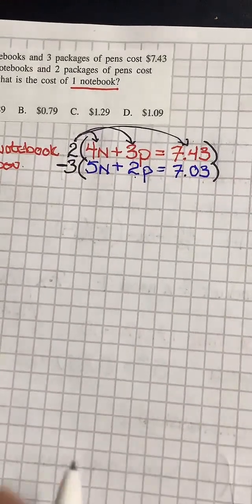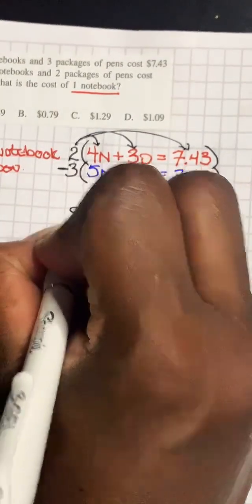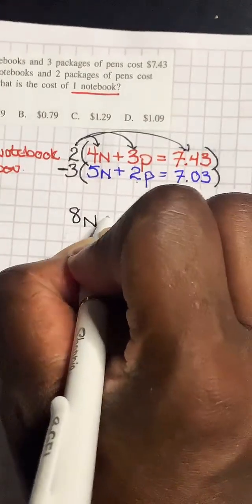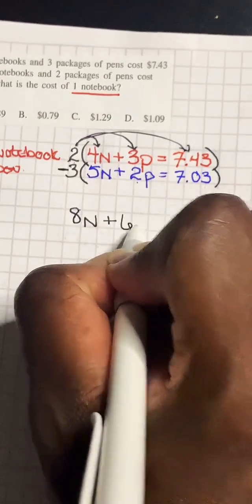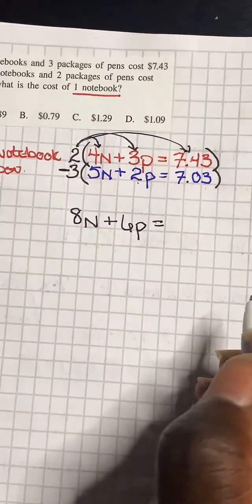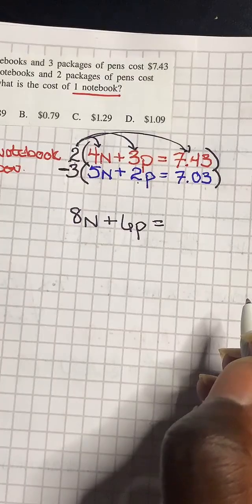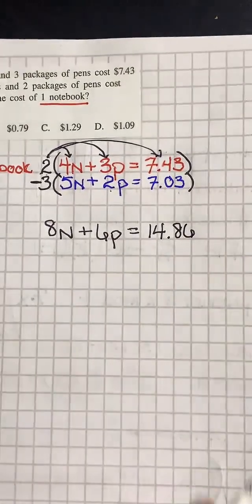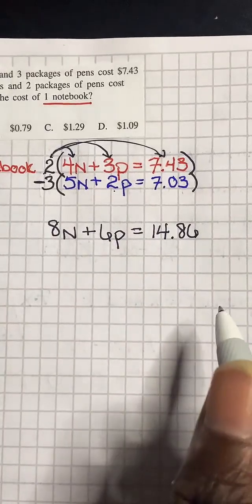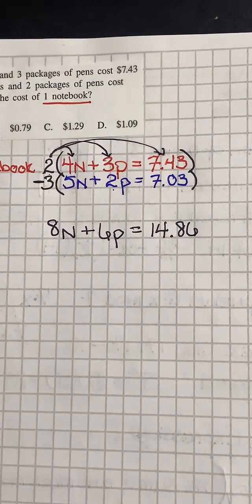So I'm going to do it like this. So 2 times 4n gives me 8n plus 2 times 3p gives me 6p. And then we're doubling up with the $7.43. So that gives me $14.86. Don't be too impressed. I use a calculator. I call it the way that I see it.